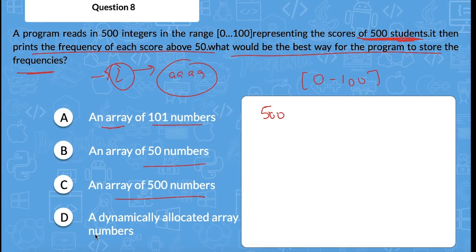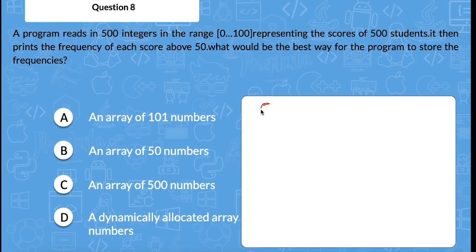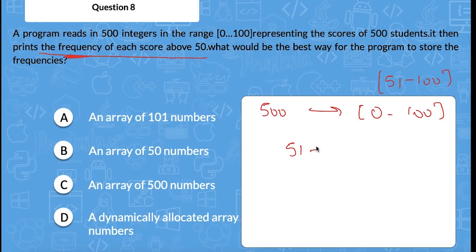So let us look at this problem statement first again. 500 integers are there, the values of which are ranging from 0 to 100. Now what they are saying is it prints the frequency of each score above 50. So only we are seeing above 50, that is 51 to 100. And then it is printing the frequency. So let's say 51, 3 people got. 52, 0 people got. 53, 4 people got, and so on and so forth. 100, 2 people got. So you have to print this.